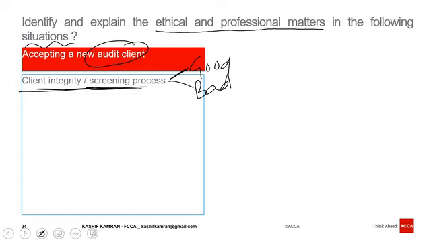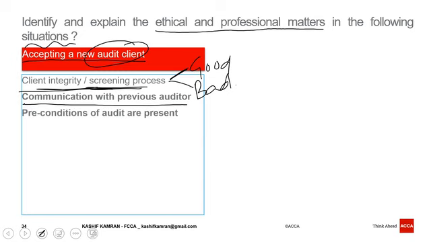Okay, client integrity, right? The screening process. Second, if you are accepting a new client, then you need to communicate with the previous auditor. You need to ask the previous auditor why he resigned. And there could be some good reasons why he resigned, which you can incorporate when you are taking your decision of accepting a new client.